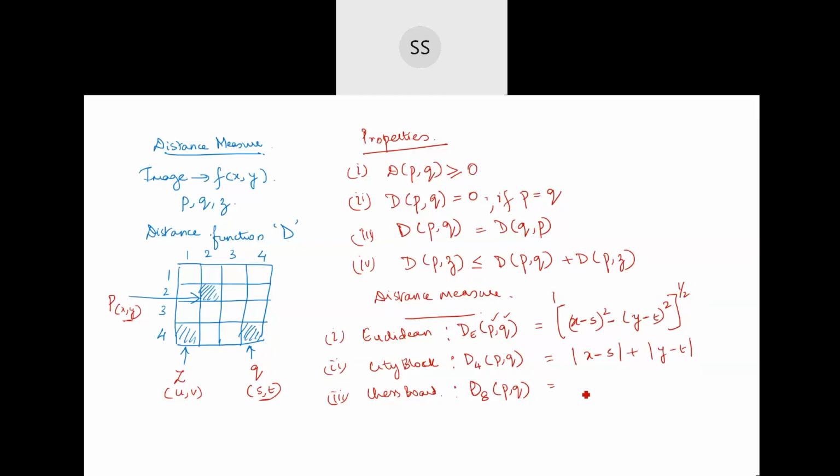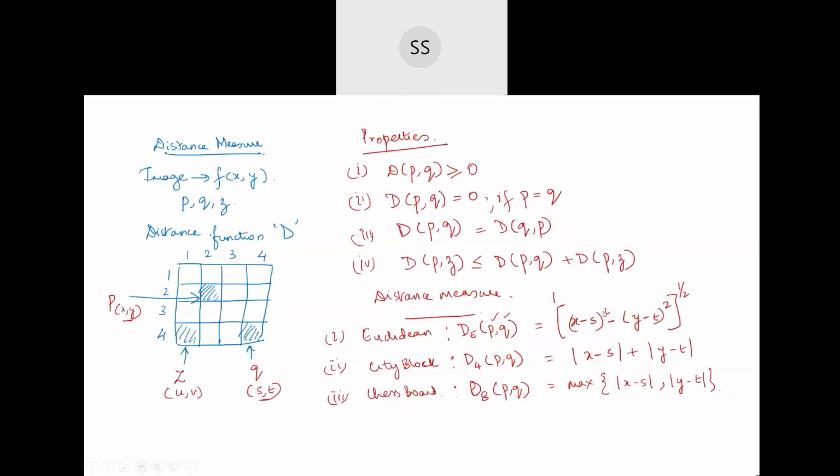In the last one, the equation is the max of x minus s and y minus t. You take the max of the x difference or the y difference. Now, this is just the definition of the distance measure, how you measure the distance and what its properties are. I'll try to explain this with a small example.